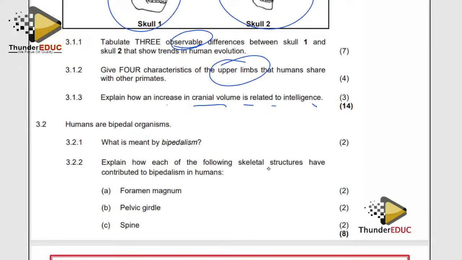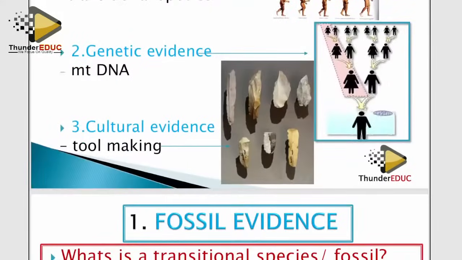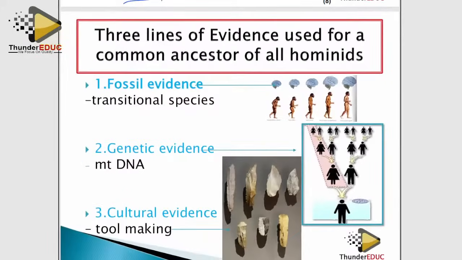Explain how each of the following structures contributes to bipedalism. Foramen magnum: forward position allows the spine to connect vertically. Pelvic girdle: short and wider to support the upper weight. Spine: S-shaped to allow flexibility. You see, you can do this. You can do it.